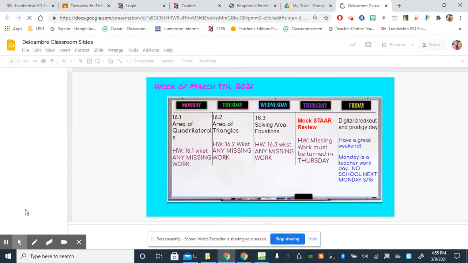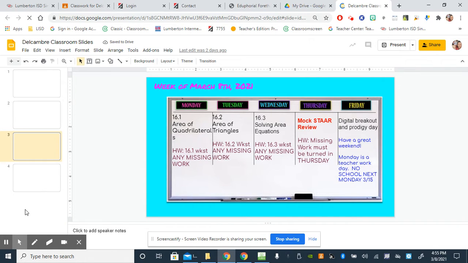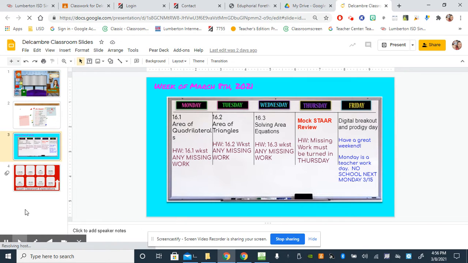So today, again, is area of quadrilaterals. Tomorrow we're doing area of triangles. Wednesday we're doing solving area equations. Thursday we're going to be doing some practice mock STAR review. And then Friday we're going to do digital breakout and Prodigy day.